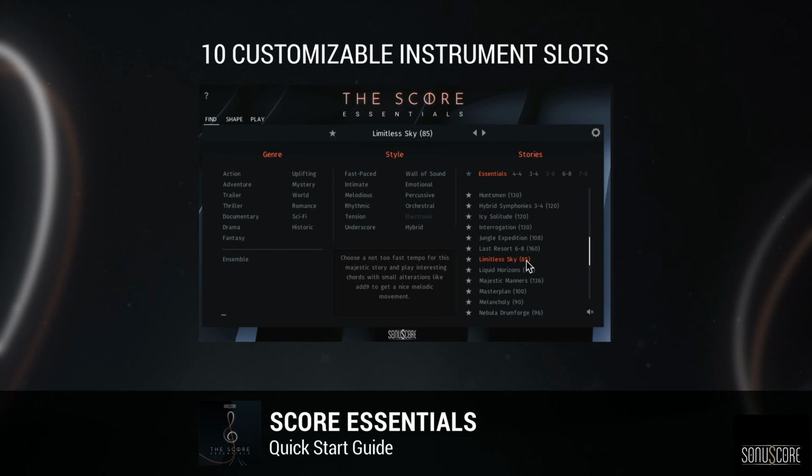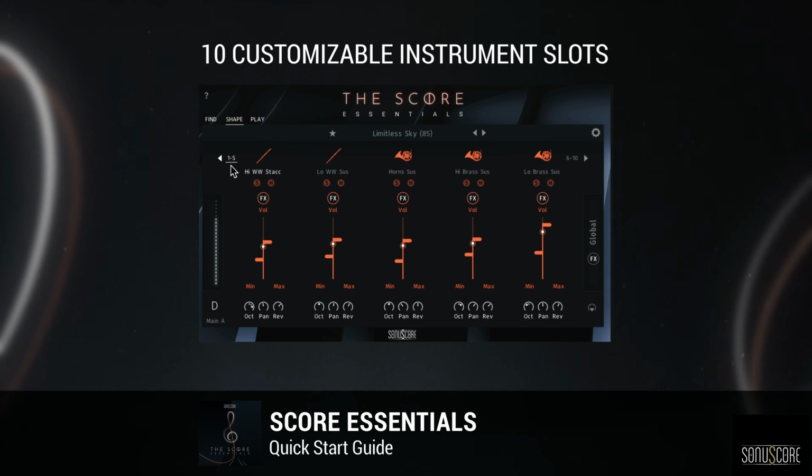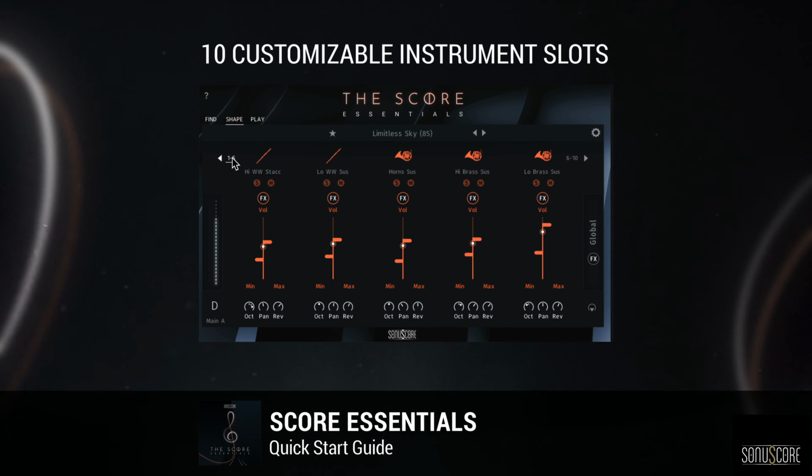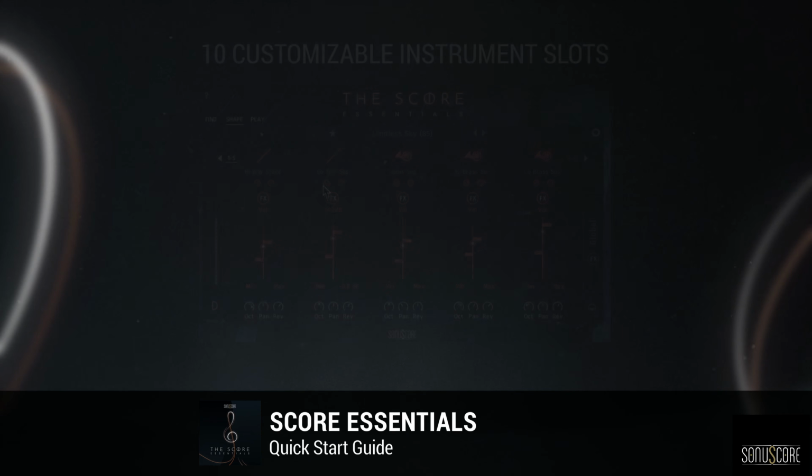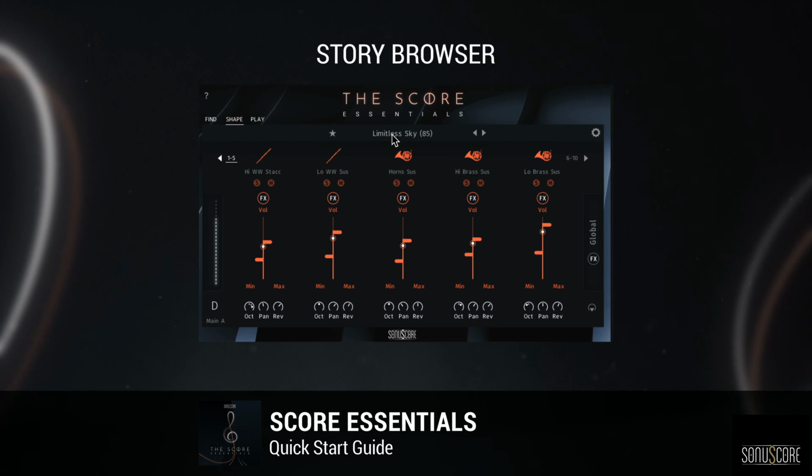Each story is built from 10 instrument slots, which you can find on the Shape page. Each slot can be freely customized and individually mixed. Click on the story name to open the browser.